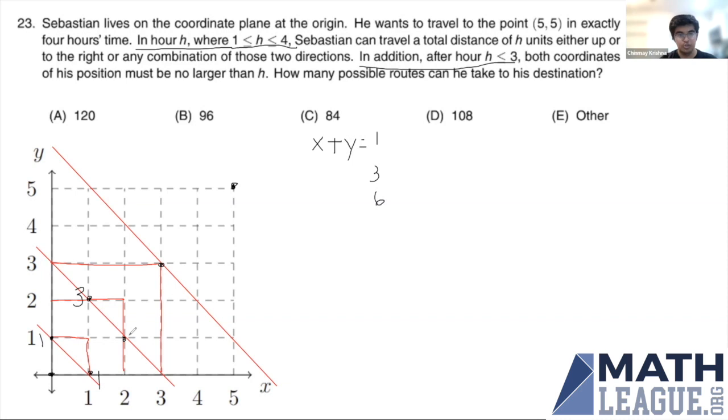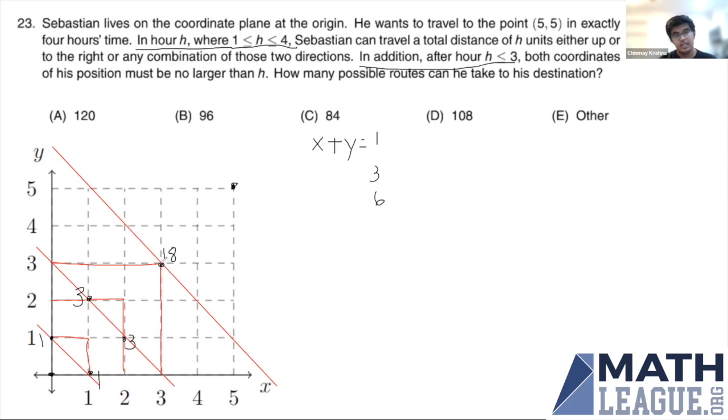And similarly, there'd also be 3 ways to get to 2, 1, since there's one way to get from here and 2 ways to get from here. And then to find how many ways he can get to 3, 3, there are 3 ways from each of these points, since he can go up on the first one, the second one, or the third one. And similarly here, he can go right on the first one, second one, or third one. So that gives us a total of 3 times 3 plus 3 times 3, so 18 ways that he could reach 3, 3 after 3 hours.